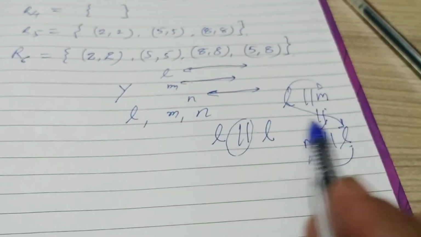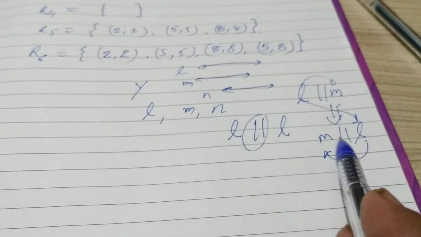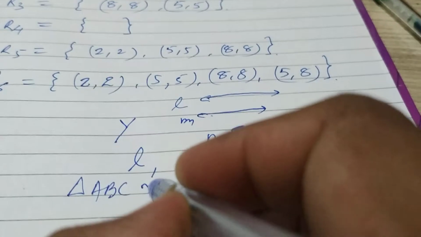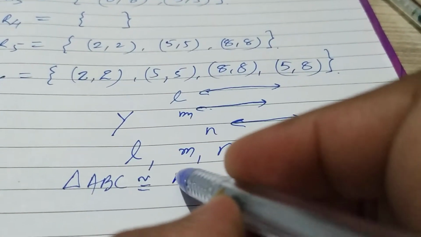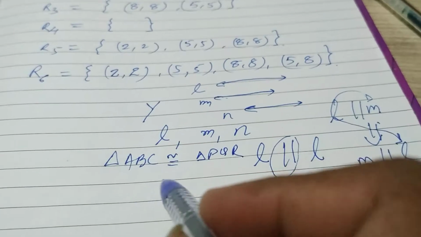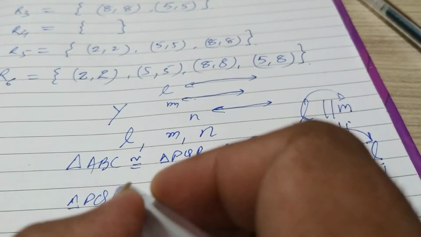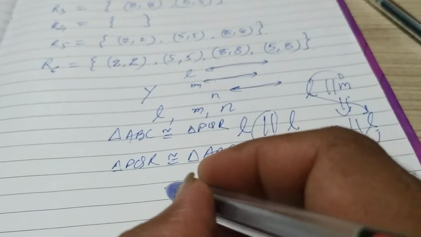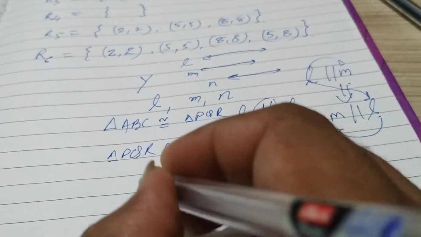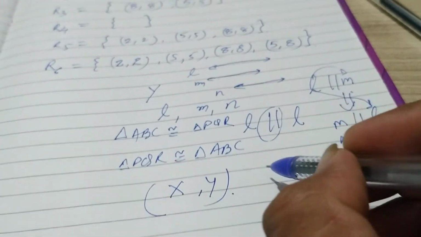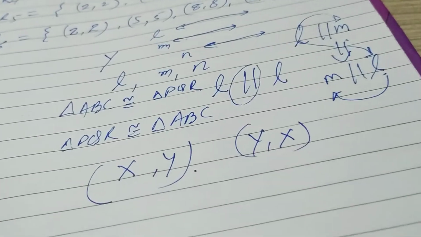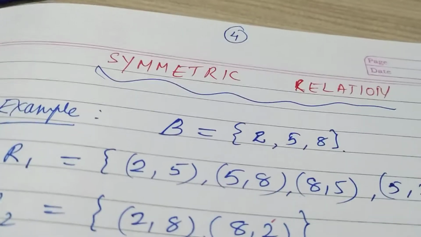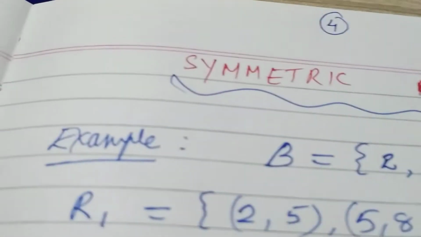That is symmetrically, they mean the same. If I say that triangle ABC is congruent to triangle PQR, so if I write like this, triangle PQR will be congruent to triangle ABC. That means if XY is there, then YX must also be there. So in the same way, in this particular reference, easily we can have an example.